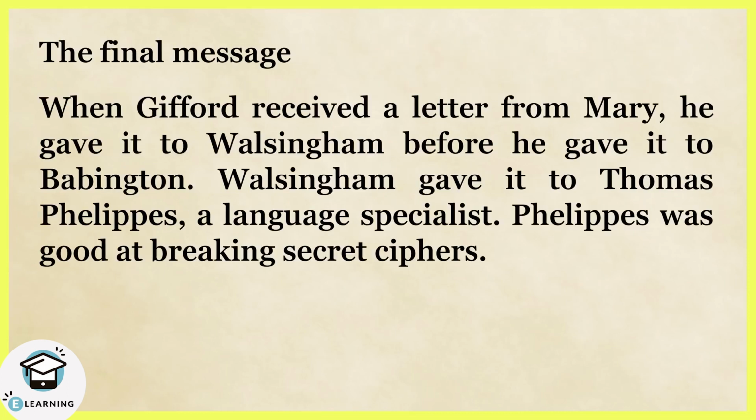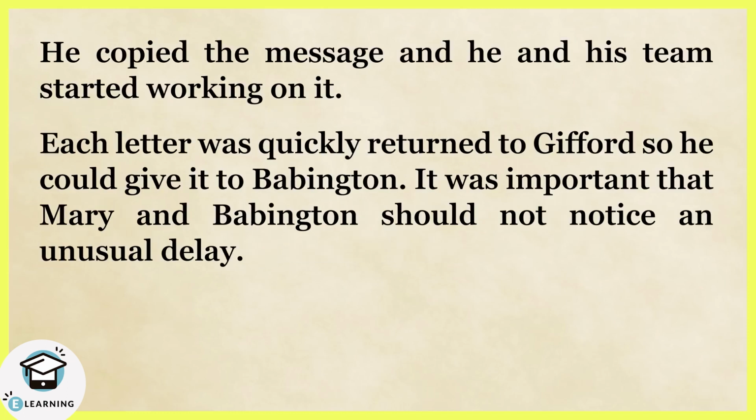The final message. When Gifford received a letter from Mary, he gave it to Walsingham before he gave it to Babington. Walsingham gave it to Thomas Philippes, a language specialist. Philippes was good at breaking secret ciphers. He copied the message, and he and his team started working on it. Each letter was quickly returned to Gifford so he could give it to Babington. It was important that Mary and Babington should not notice an unusual delay.